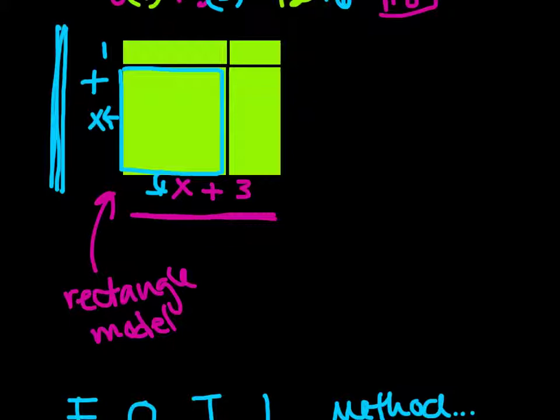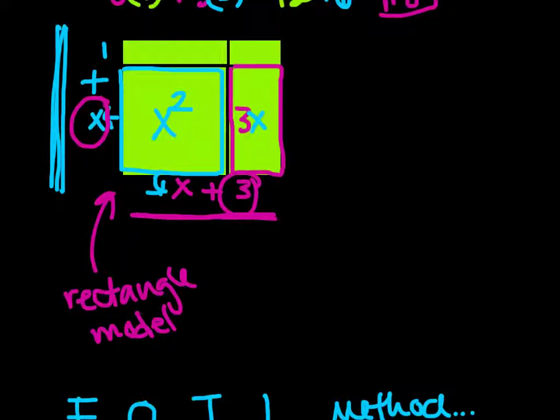So I have x times x, which ends up giving me x squared. If I wanted to look at this side length that's off to the right of that large square, I'd have to pay attention to this x here and this 3 here, so I get 3x.